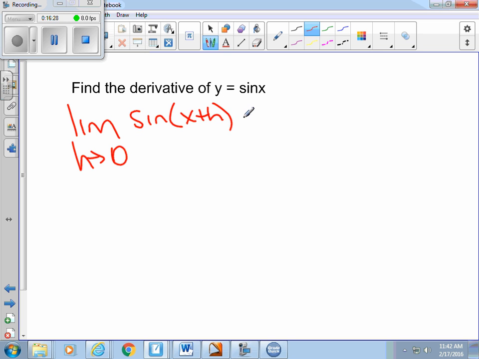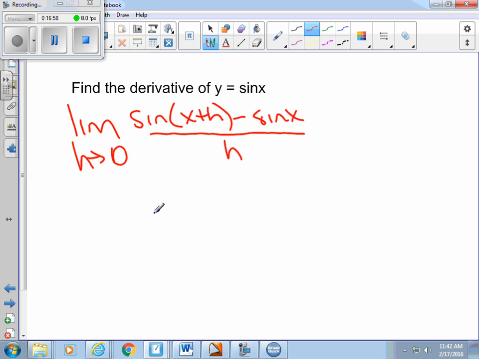sine of x plus h minus sine of x, the whole bridge. Somehow I've got it. That's a 0 over 0. Does everyone agree? Nasty. Plug in 0 for h. I get sine of x minus sine of x, which is 0 over 0. So, at first glance, I am stuck.